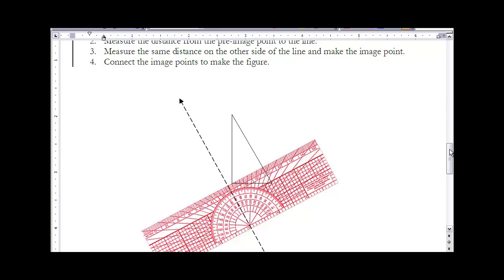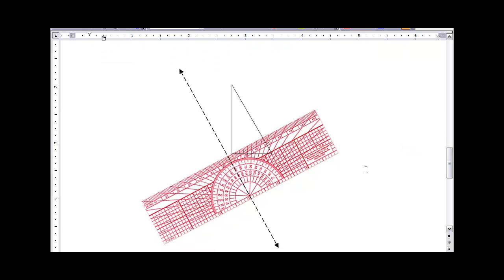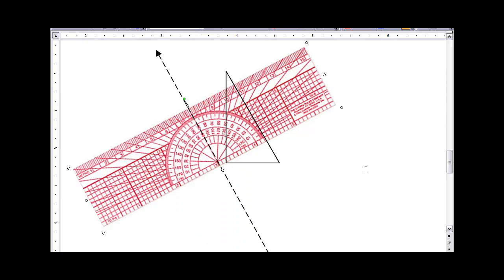Okay? The next thing I'm going to do is measure the distance from the pre-image point to the line. Okay? So I need to move my ruler such that it's in line with one of the points. So I've zoomed in here a little bit, and I've got my ruler such that it's at 90 degrees and it's on one of the points. I'm going to start with this point right here. Now I'm going to look at the ruler, and I believe this is in tenths of an inch here, so it looks like it's a little less than 2/10 of an inch on that side of the line.